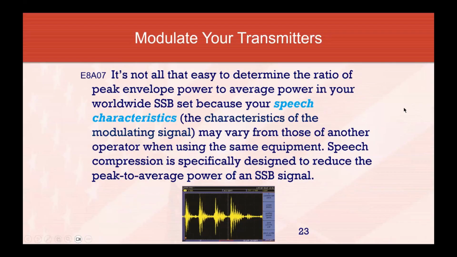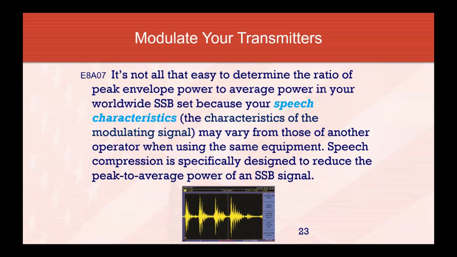Okay, it's not easy to determine the ratio of peak envelope power to average power in the regular single sideband set, because your speech characteristics vary. My speech is different from your speech. My speech is vastly different from my wife's speech, obviously. We can use different speech compression techniques to even those out, to average those out, to make it easier for us. But generally speaking, without that, we have some great variations.